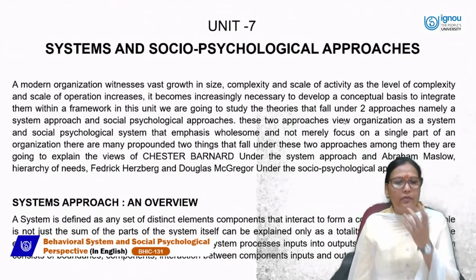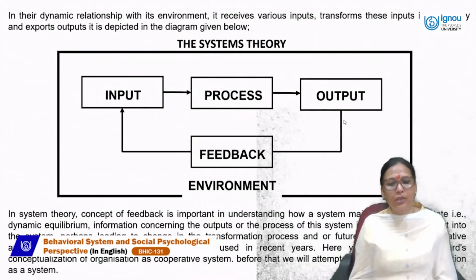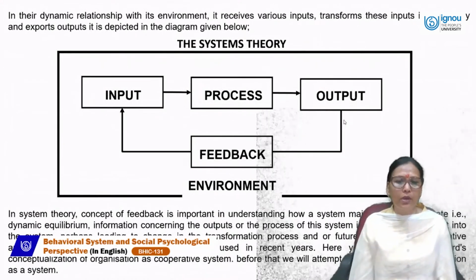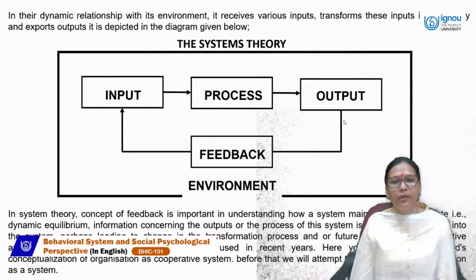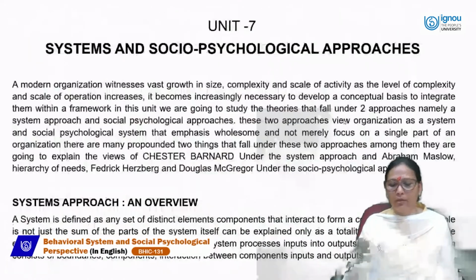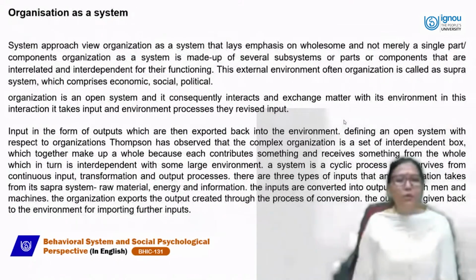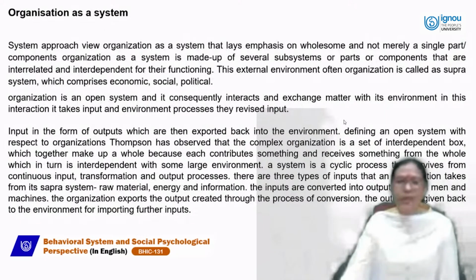We have already said that the system approach is the input given, then the processes, and whatever output is there, then to get the feedback and merge it with the environment is the system approach. That was how the organization is viewed as a system. Inputs are transformed into outputs, which are then exported back into the environment. Defining an open system with respect to organization was observed by Thompson. That was the system approach.